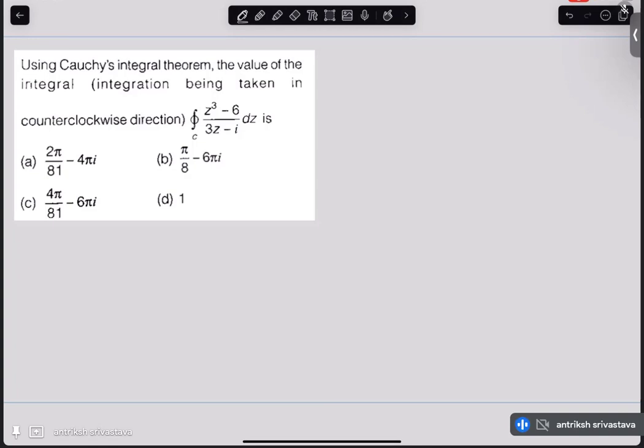Okay, so let's go to the next question. Using Cauchy's integral method, what is the value of the integral given here in the counterclockwise direction? So we have to use Cauchy's integral theorem and give the answer for this. Let us see what we can do here.